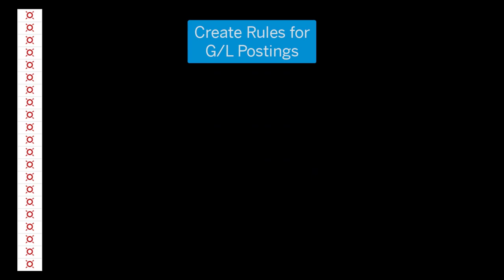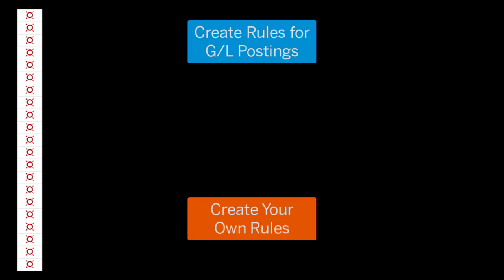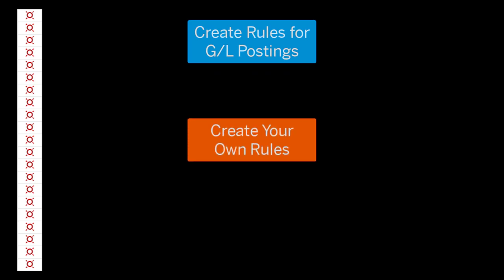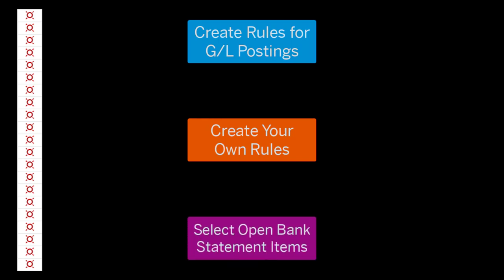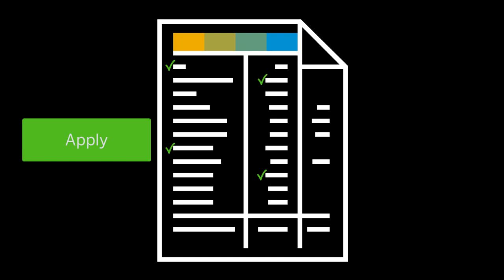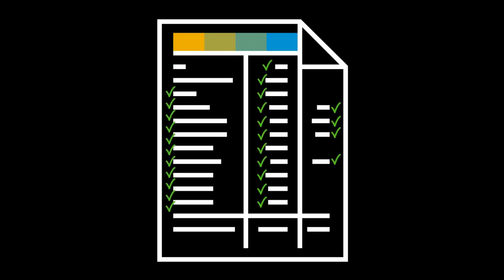You can use it to create individual reprocessing rules to perform GL account postings, to create your own reprocessing rules to select bank statement items in the GL accounts that they should be posted to, to select all bank statement items within the Reprocess Bank Statements app that meet your reprocessing rule, and to apply your rule either to selected or to all bank statement items to post them to the selected GL account.